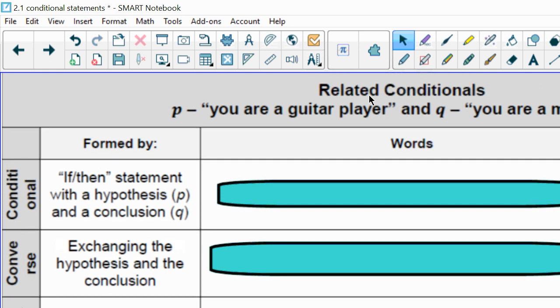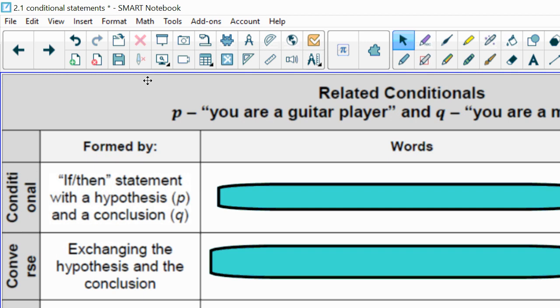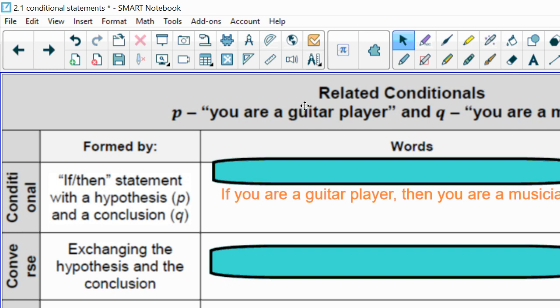So we're going to take the hypothesis, you are a guitar player, and the conclusion, you are a musician, and we're going to write conditional statements. So if I were to take if P, then Q, then it would look like if you are a guitar player, then you are a musician. So would this be true or false? So think about it. If you are a guitar player, then you are a musician. Well, that would be true.